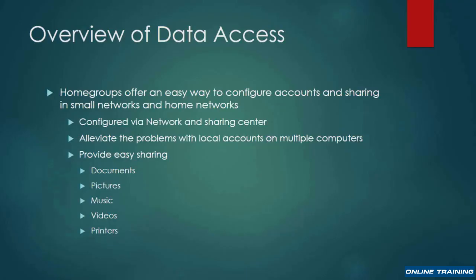So therefore, home groups offer an easy way to configure accounts and sharing, and they're very useful in small networks, obviously home networks. A home group is configured via the Network and Sharing Center in Windows 10, and it alleviates that problem of having to have multiple accounts on each individual computer. When you create a home group, you're going to specify exactly what it is you want to share, and you have the option to share documents, pictures, videos, music, and printers. And we can go in and configure all of those settings via the Network and Sharing Center.